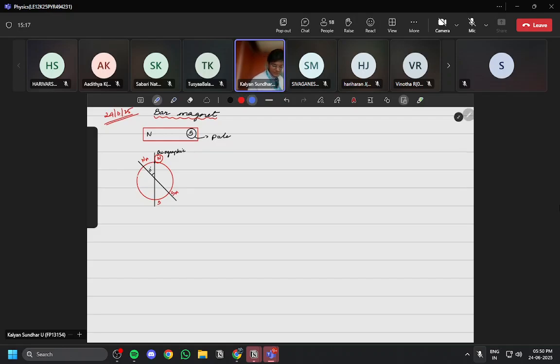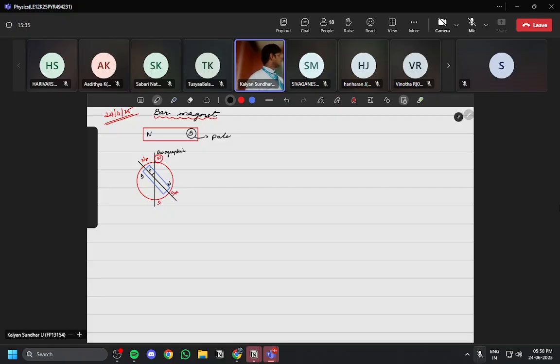So inside there is a bar magnet, which is a south pole here, and this is your north, right? This is the magnetic field which is being produced by the Earth, right?